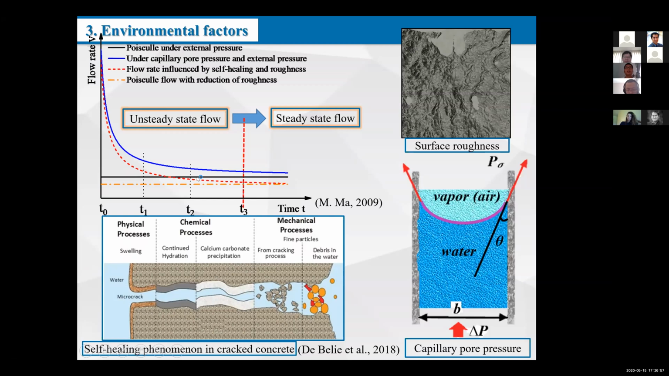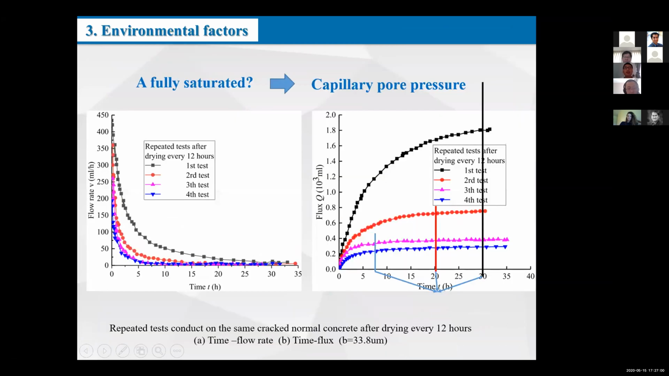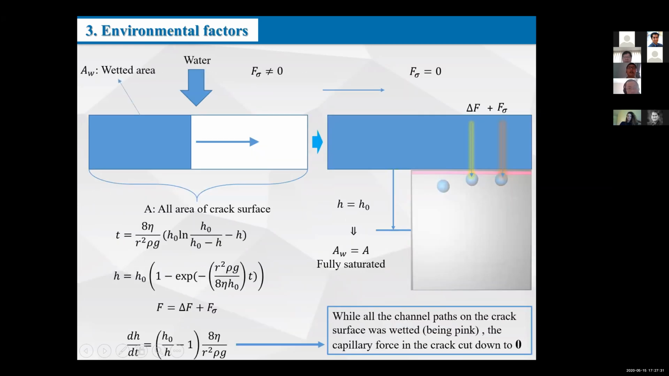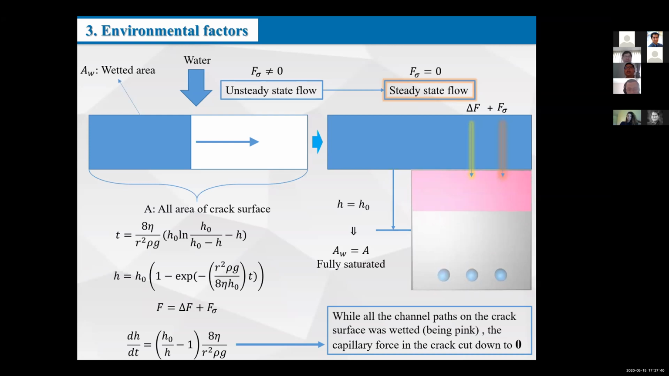And then there will be another test to exclude the influence of self-healing on permeability of cracked concrete. And he took the perspex sheet crack to test. It shows that it took about 20 hours to get the steady state flow. Unsaturation corresponds to the unsteady state flow, and the saturated situation corresponds to the steady state flow.